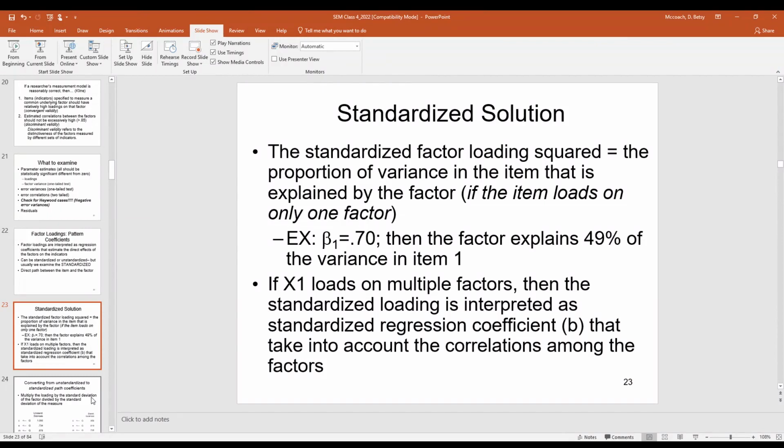Usually we have a unidimensional solution though, so it's really easy to just say the factor loading is 0.7. That means the factor explains 49% of the variance in this item. And that means, of course, that 51% of the variance in the item is not explained by the factor, right? So a factor loading of 0.7 always tells you that about half of the variance in the item is explained by the factor and about half is not.